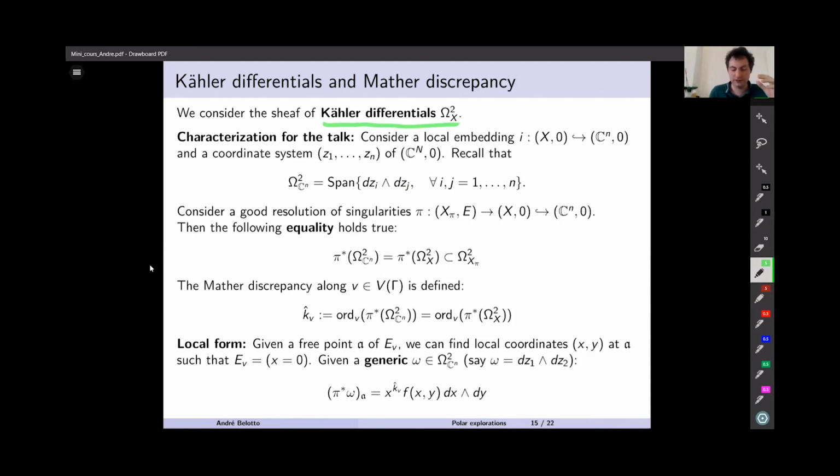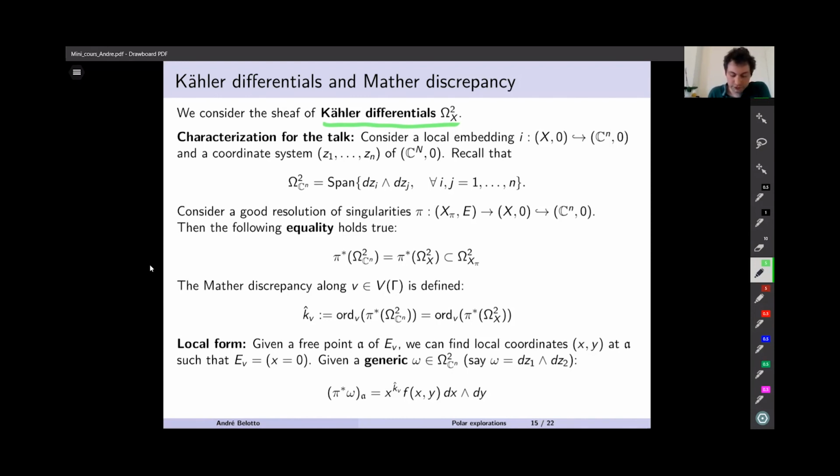I'm never going to define what this means here, just so people know it's not the reflexive differentials. So we're not just taking the differentials outside of the singular set and taking its double dual. What we're actually doing, well, the characterization for the talk anyway, is going to be the following. We're going to consider the embedding that we're used to, with some coordinate systems, and we recall that the two-forms over Cn are spanned by these two-forms here, dz1, dz2, etc., dzi, dzj for all of them.